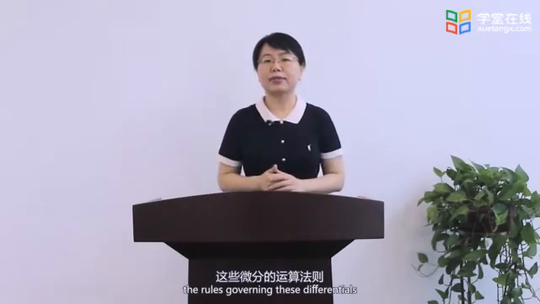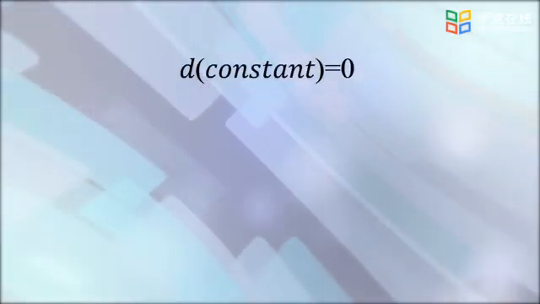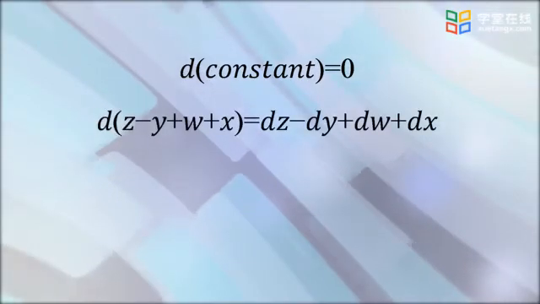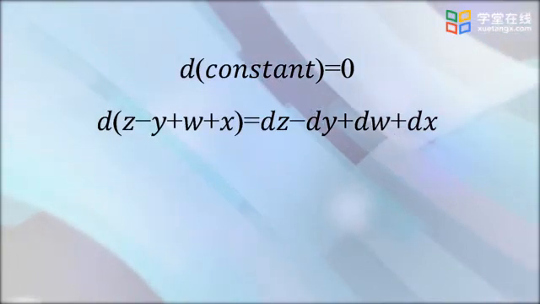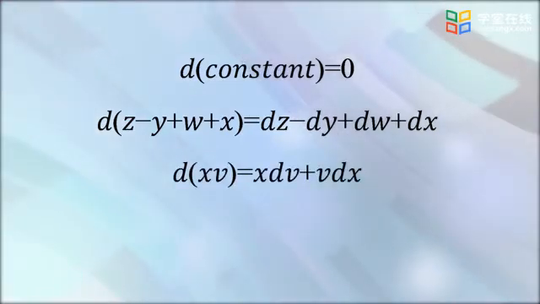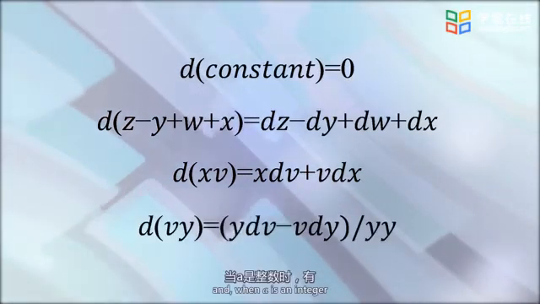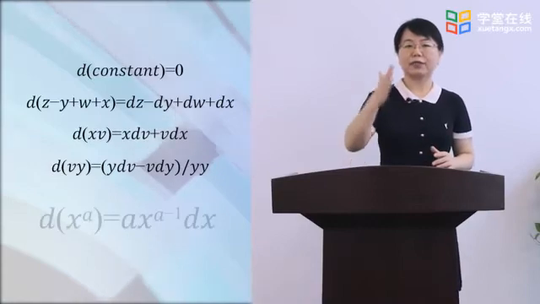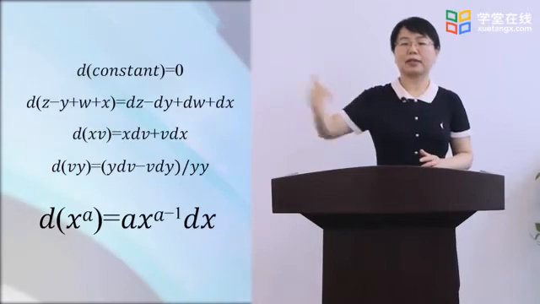As a result, the rules governing these differentials are very modern in appearance, such as: the differential of a constant equals 0; the differential of z minus y plus w plus x is equal to dz minus dy plus dw plus dx; and the differential of xv is equal to x times dv plus v times dx, and so on, such as when a is an integer, the differential of x to the a-th power is equal to a times x to the a minus 1 times dx.